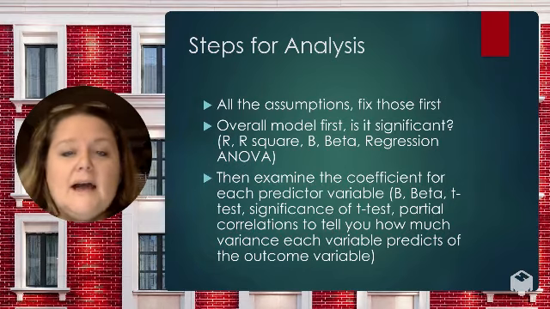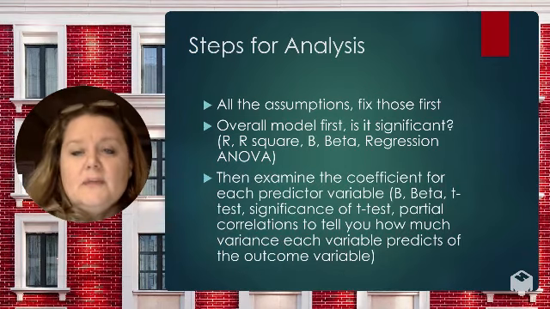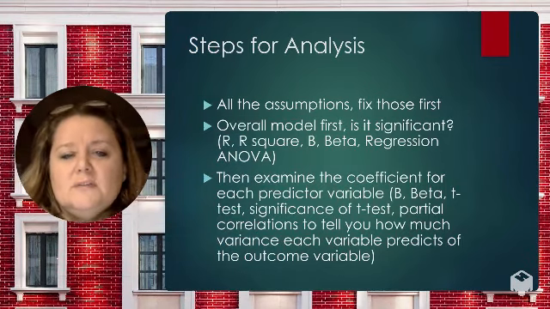If you have outliers, multivariate outliers, kick them out. If you have problems with normality, do transformations. So get all of your assumptions set. Second is to look at your overall model when you run your regression.